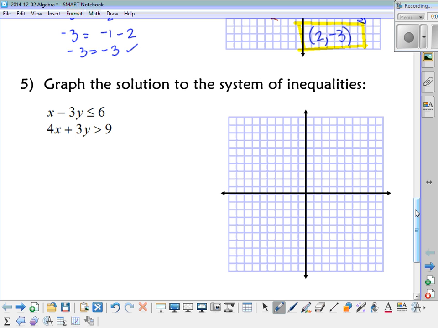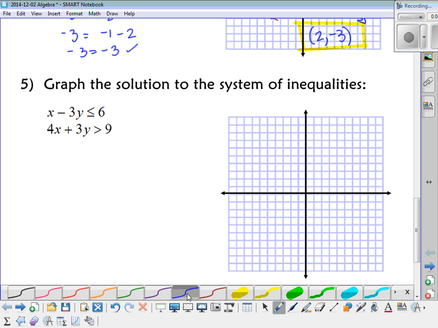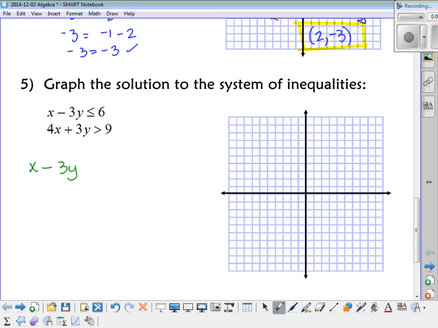For number 5, we had to graph the system of inequalities. So again, I want to get it into y equals mx plus b form before I do the graphing. So for the first one, I've got x minus 3y is less than or equal to 6. So if I subtract the x from both sides, I get negative 3y is less than or equal to negative x plus 6. Then I divide everything by negative 3. So I have to remember to flip the sign around. And I get y is greater than 1/3 x minus 2. So that's my first inequality.